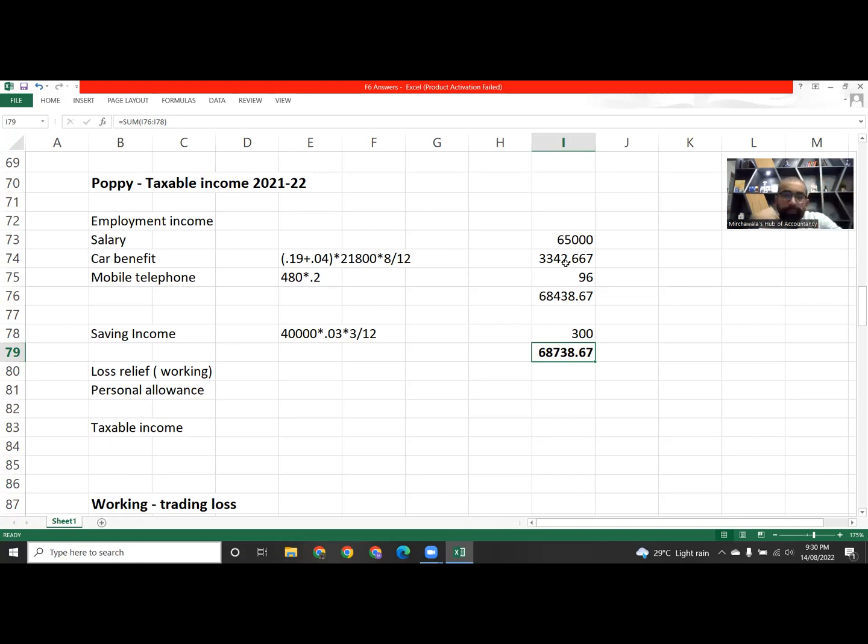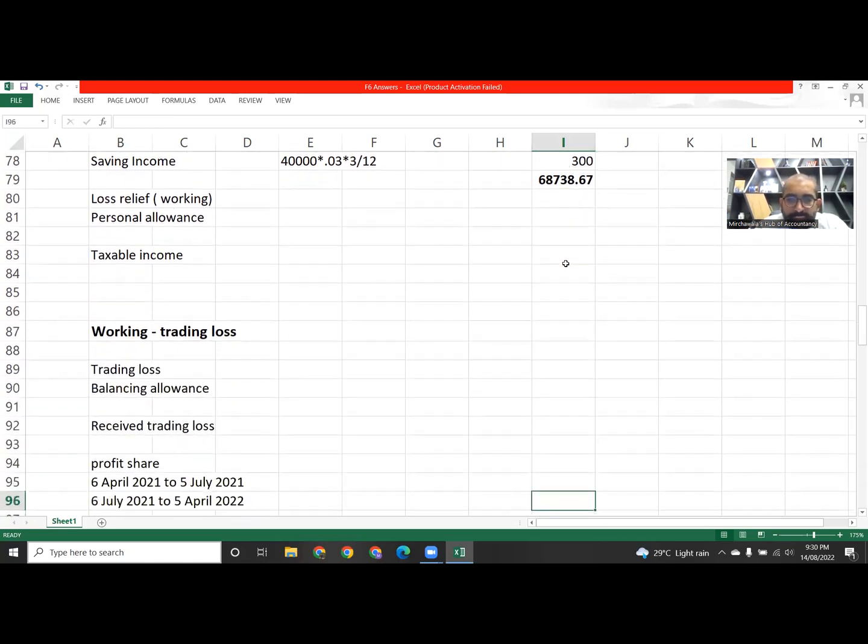Okay. Next thing is partnership loss relief. Let's do it. How much was the tax adjusted trading loss already given in the question? It was, I think, 19,500. Yes, 19,500 was the trading loss.